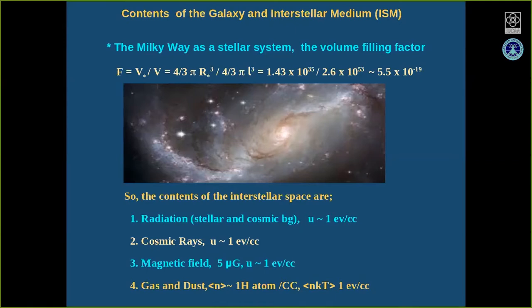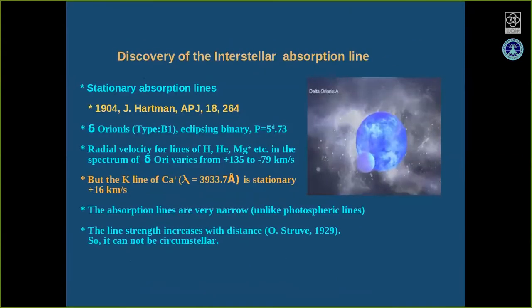Now we will come to know how. So now we see, in the year 1904, the famous astronomer Hartmann, in a paper published in the Astrophysical Journal, observed Delta Orionis. It is a type B1 star. It is an eclipsing binary with a period of 5.73 days. So one star is eclipsing another star.